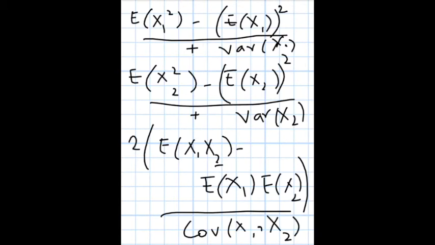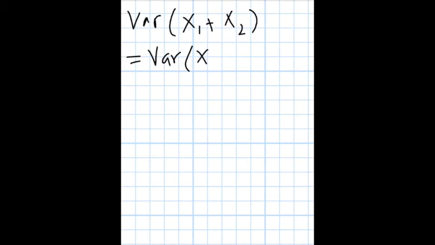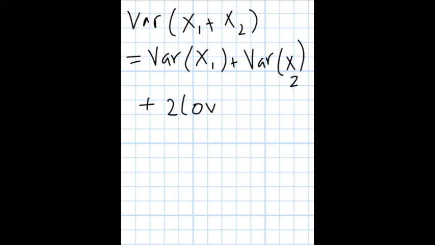So we have reached our final result, which is variance of x1 plus x2, which was the starting point. This is equal to variance of x1 plus variance of x2 plus 2 times covariance of x1 and x2.